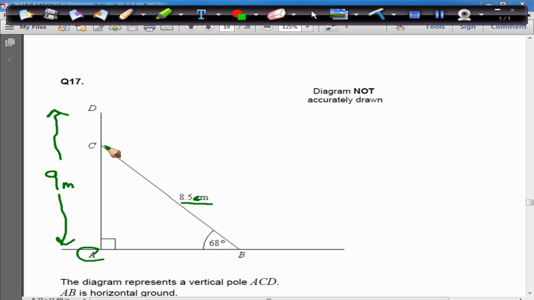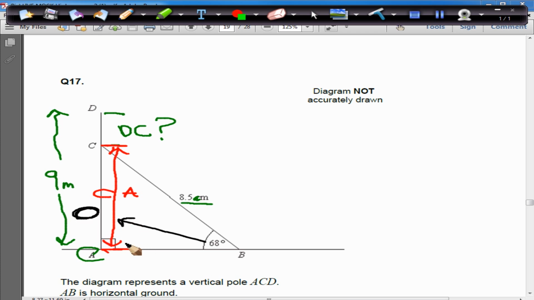So we need to work out this length here, DC. To work out DC, we need to work out what first? Okay, Hamza, what do we work out first? To work out DC, I need to work out C to A. I need to work out this height here. Right? So what we do now, we need to label this triangle. Opposite the angle is always called the opposite. Opposite the right angle is always called the hypotenuse. And the remaining side is always the adjacent.